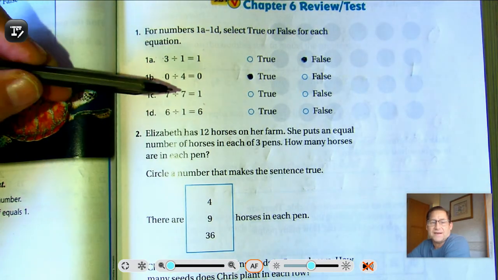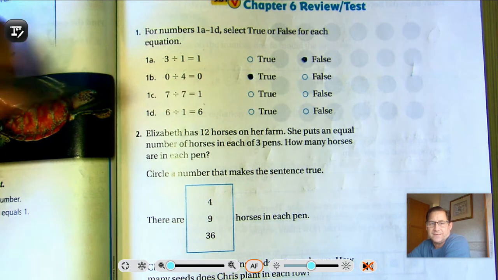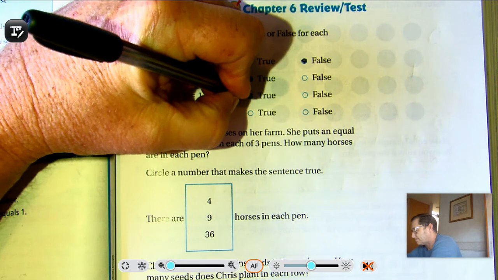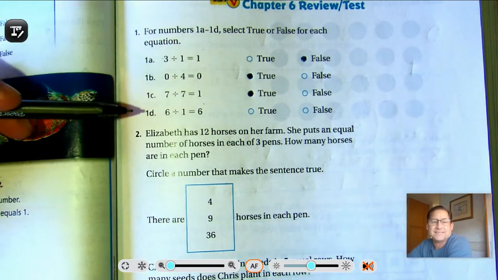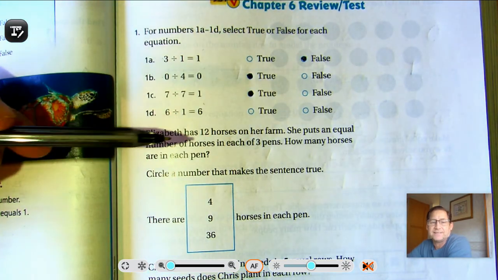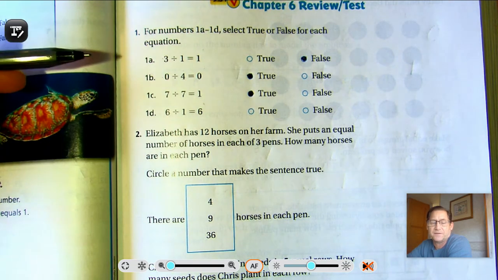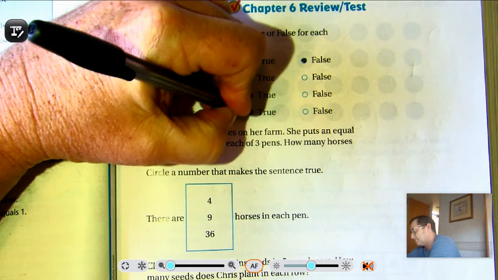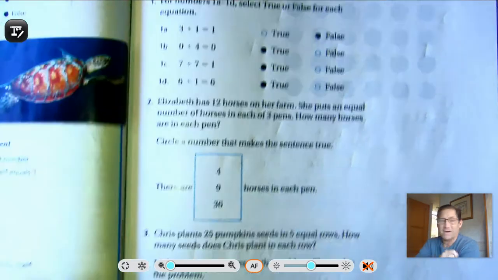7 divided by 7 equals 1. Yes, any number divided by itself is 1. 6 divided by 1 is 6. Yes, any number divided by 1 is that number. All right, number 2.